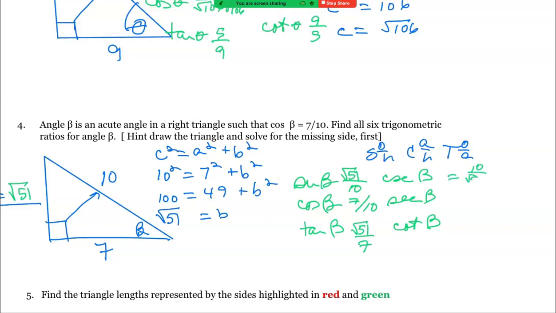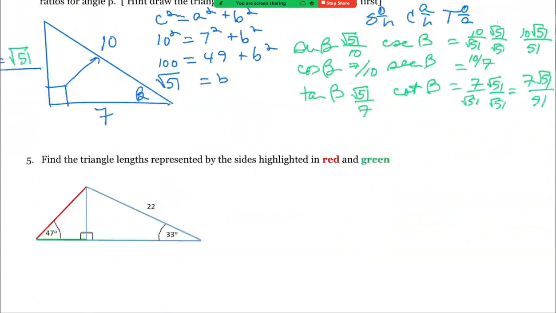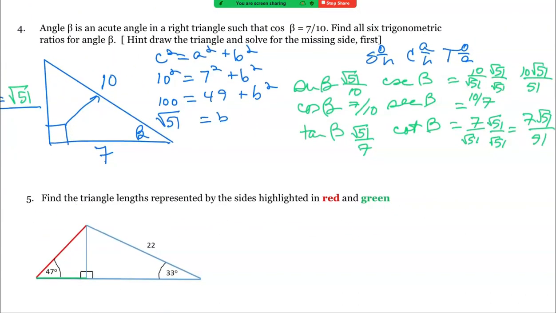10 root 51, and then I'm going to go ahead and rationalize it. So I have 10 root 51 over 51. And then I'm going to flip this guy, and that's just going to be 10 over 7. And then this guy is going to be 7 over radical 51. And I am going to rationalize. There you have it. Okay, so I think I'm going to stop here, and I'll do another video with the rest of this material.